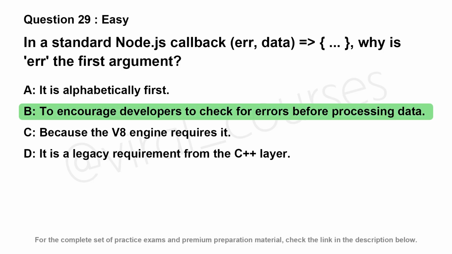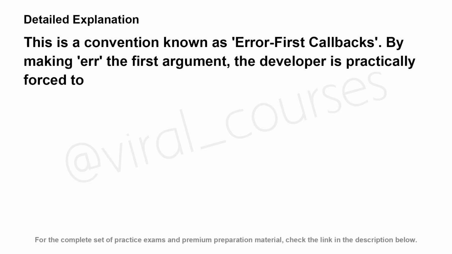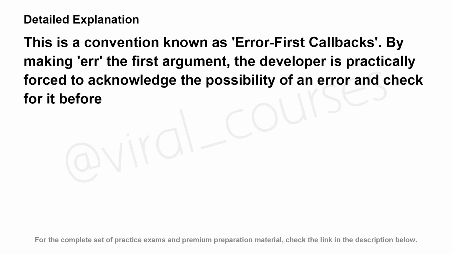The correct answer is B. This is a convention known as error-first callbacks. By making err the first argument, the developer is practically forced to acknowledge the possibility of an error and check for it before trying to use the data argument.